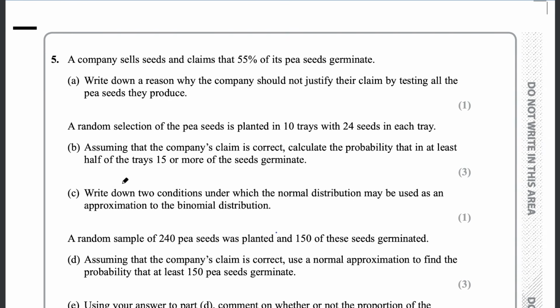Part B says a random selection of the pea seeds is planted in 10 trays with 24 seeds in each tray, and asks, assuming that the company's claim is correct, calculate the probability that in at least half of the trays, 15 or more of the seeds germinate.